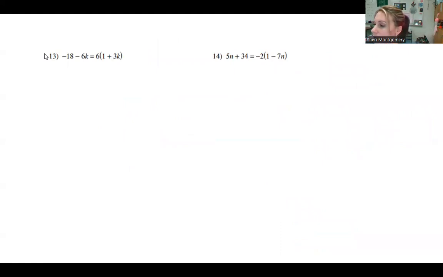All right, we're going to flip over and work on some questions on the back. Question number 13. This one's just got more steps. It's not any more complicated, it just has more steps. First thing that we need to do, we need to distribute. So we will distribute and rewrite everything.